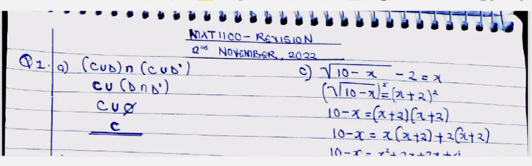To have this underway, let us look at the first question, which says, let C and D be any two sets. Simplify (C union D) intersection (C union D complement).